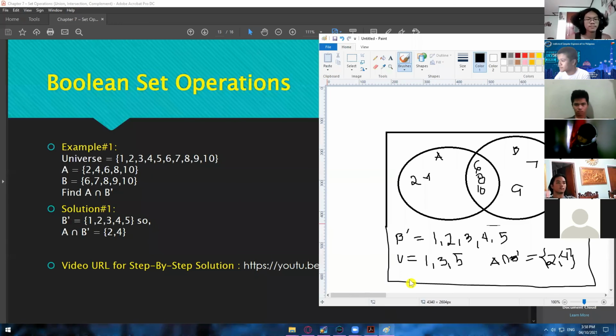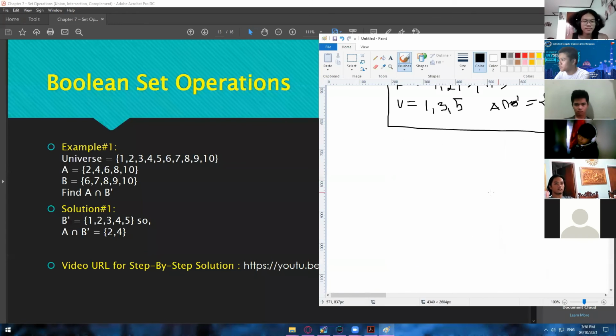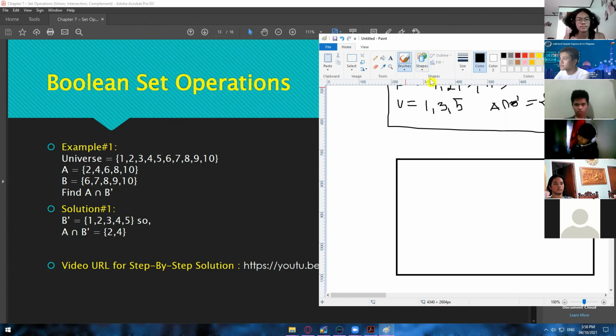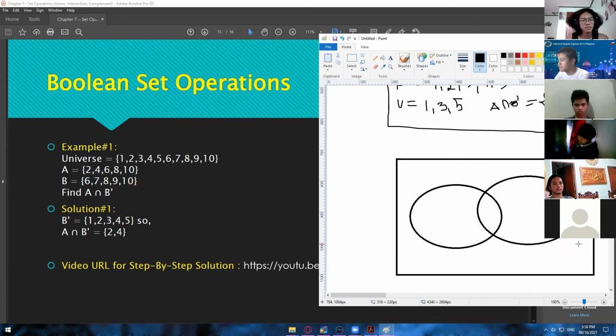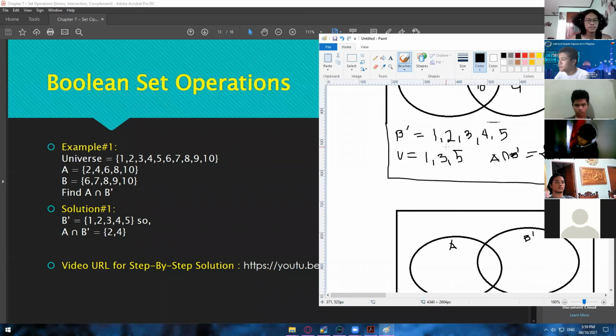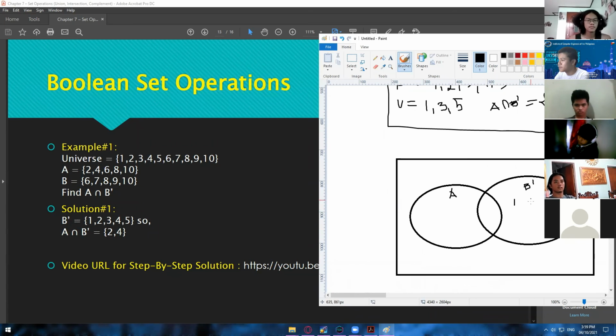Okay, so with that, if you guys are going to do that one, then it would be something like this. So we have the set A itself, and then the set B, I mean B complement. Set A, and then B complement. So B complement is 1, 2, 3, 4, 5. And then A itself is 2, 4, 6, 8, and then 10. And then check the commonalities.